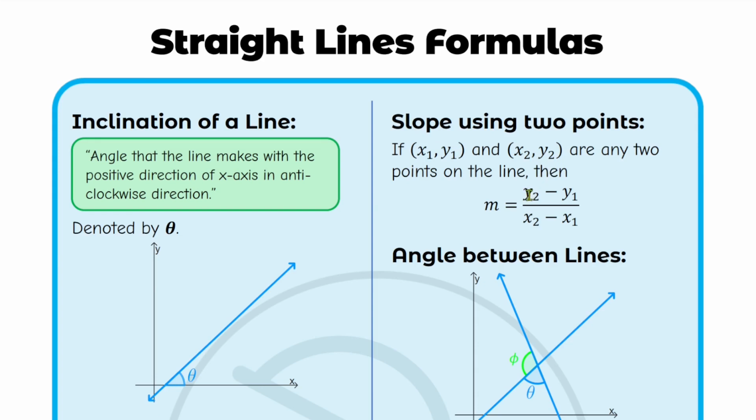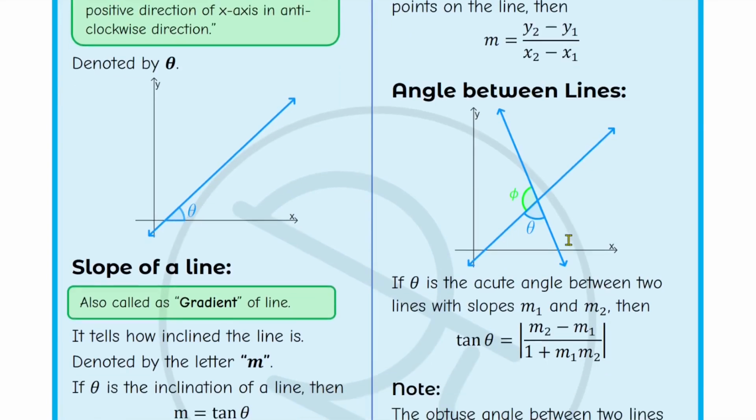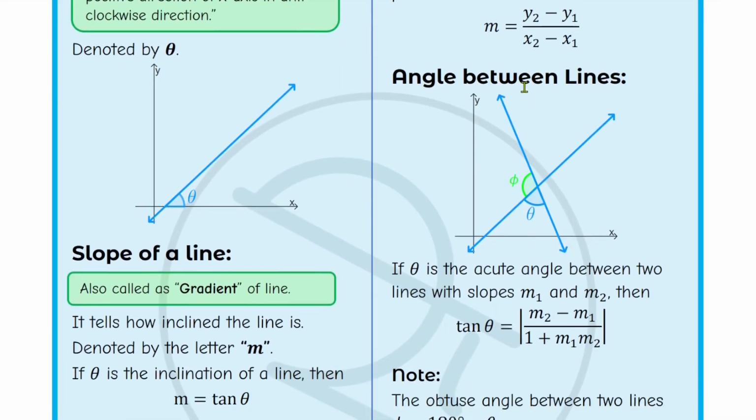Then the slope is given by y2 minus y1 by x2 minus x1, that is change in y by change in x. And then the angle between two lines. If you consider two intersecting lines, they will have two angles between them. One of them will be the acute angle and the other will be the obtuse angle.